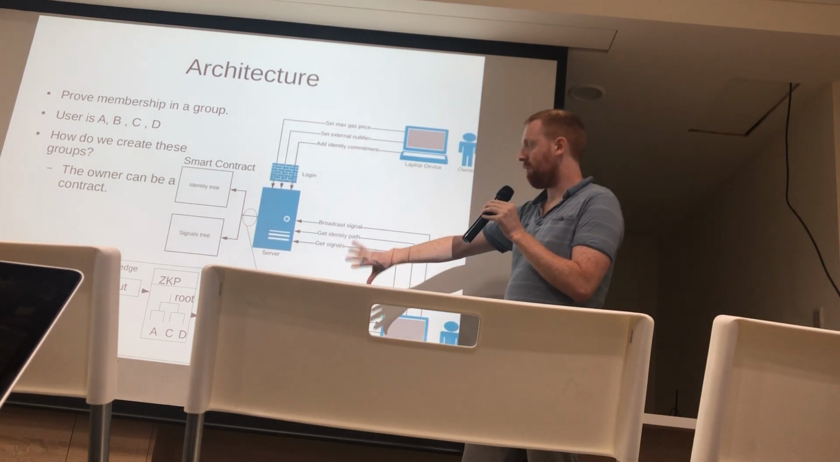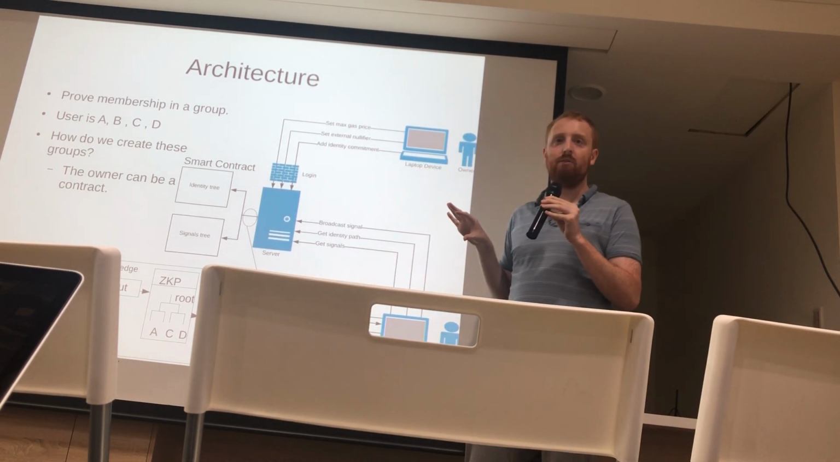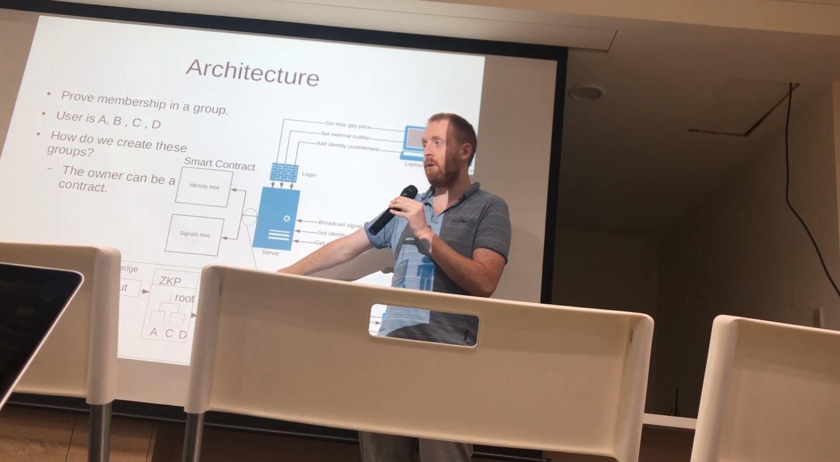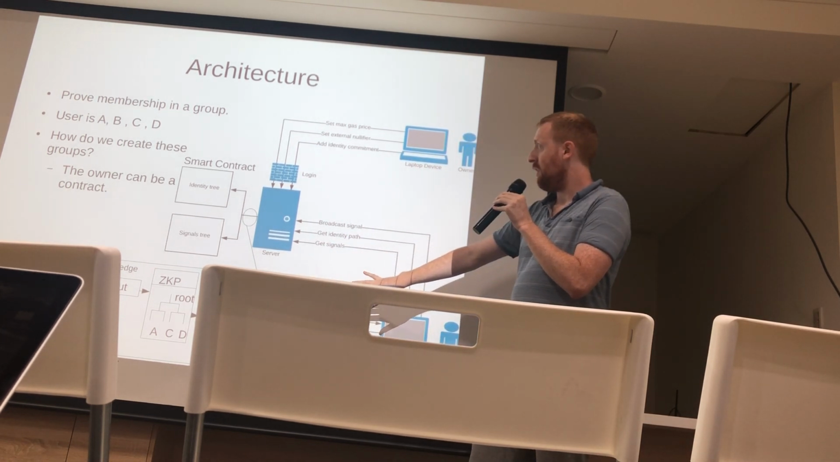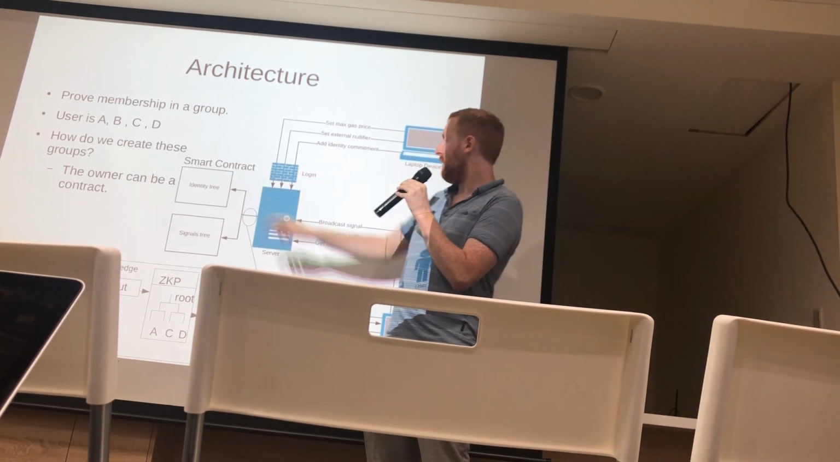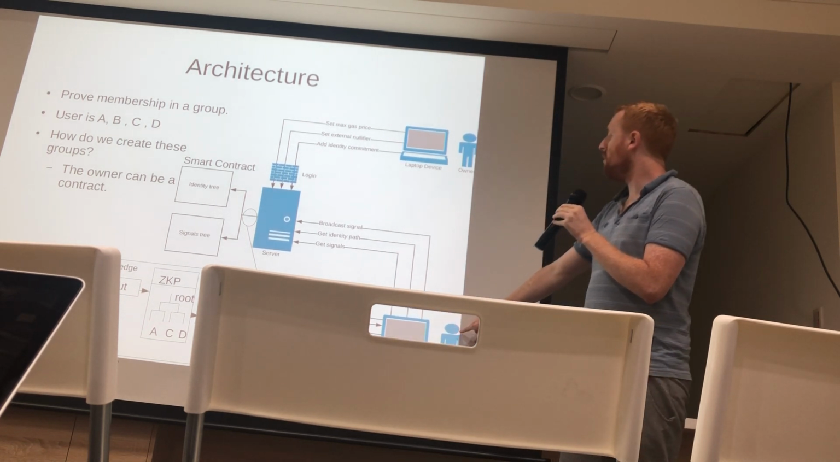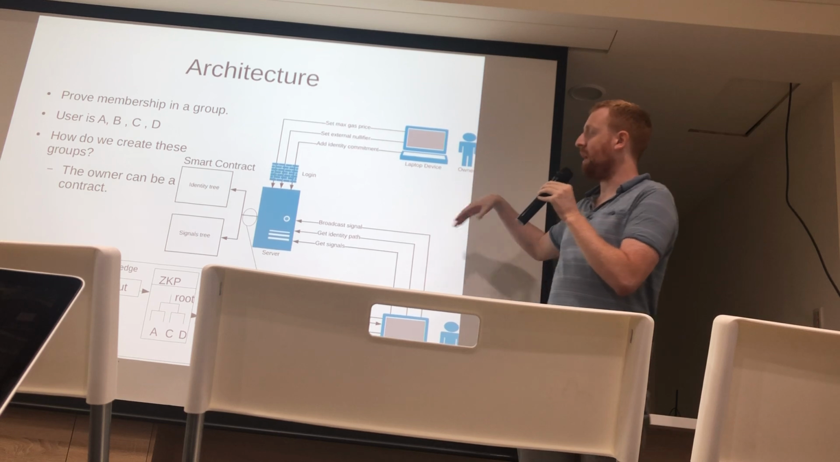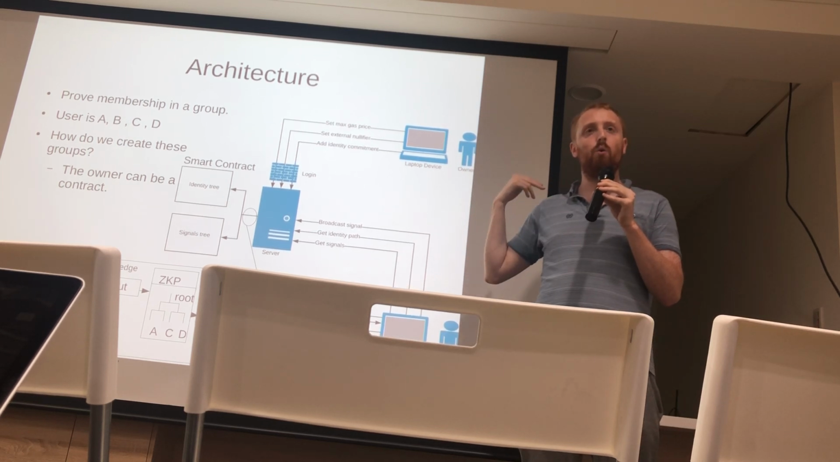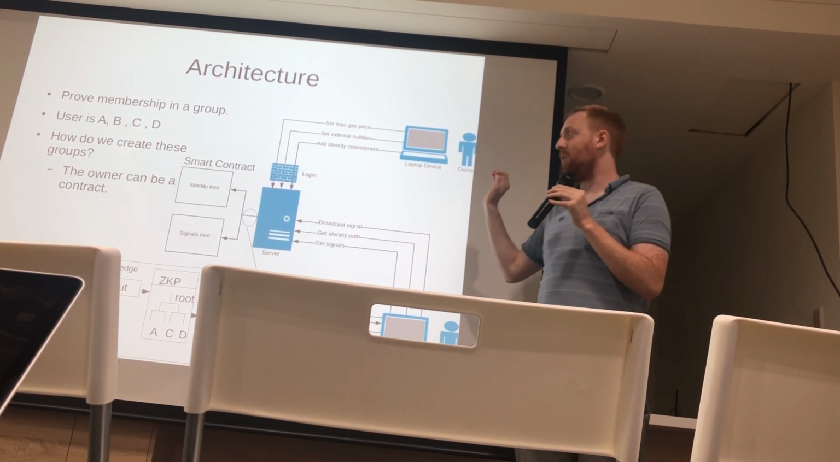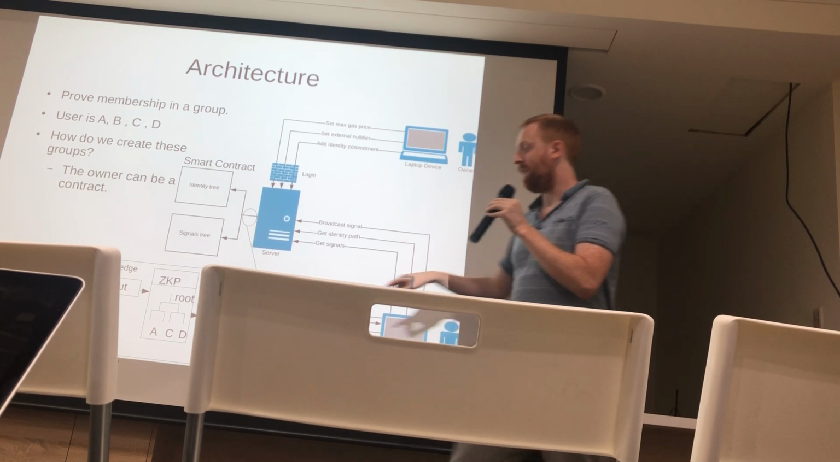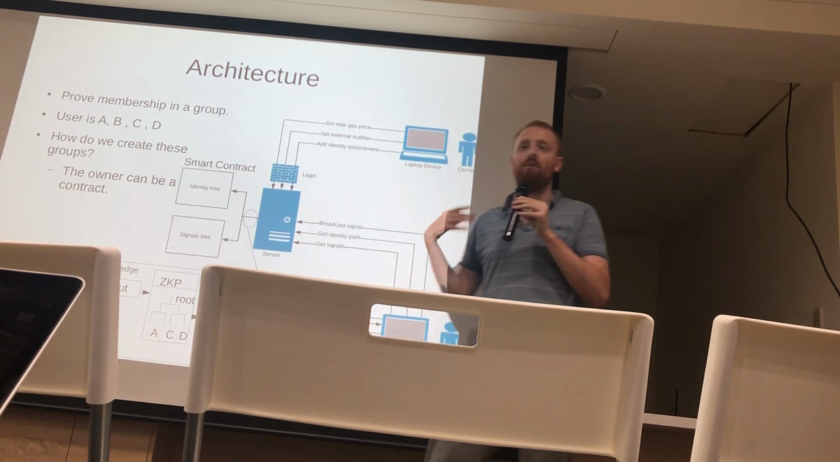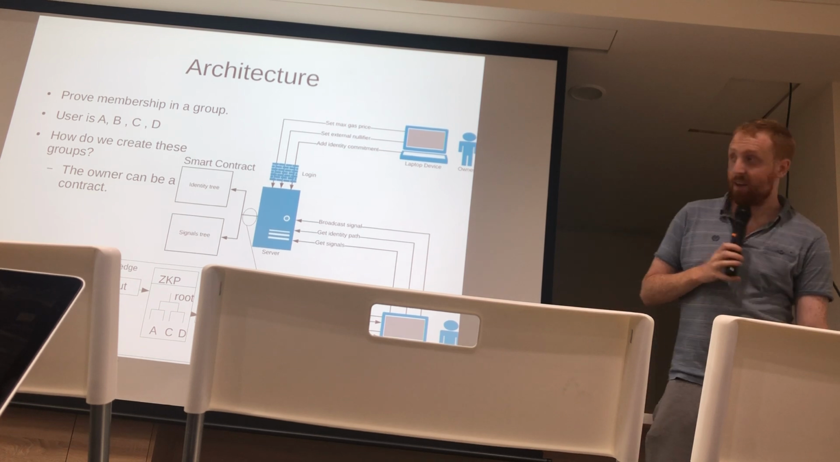So this doesn't really become useful until we add a few other pieces to it. We have this component here, which is our zero knowledge proof. We have our smart contract here, and then we have our user, who has a public key and is able to make proofs. And we have the owner, who's able to control the A, B, C, and D, the members of our group.